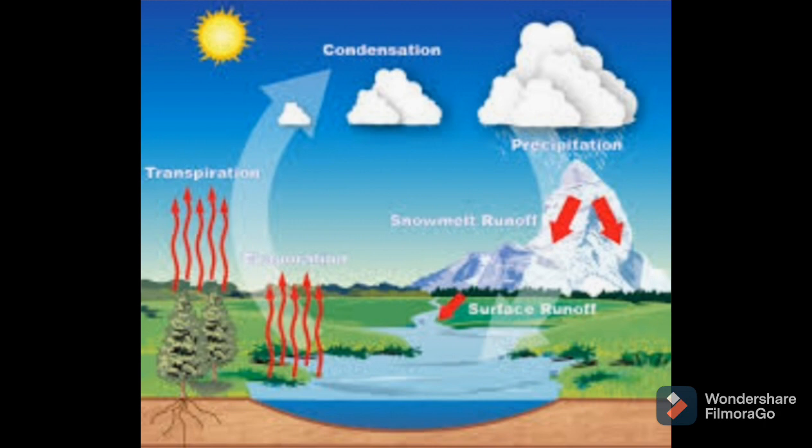So what is water cycle, students? In simple words, the cyclic movement of water from the atmosphere to the earth is called water cycle. I hope you got all points related to the water cycle. What are the four steps? Evaporation and transpiration, second condensation, then precipitation, and last is back to ocean. So all these are steps in the water cycle. If you have any doubt in water cycle, you can ask me.